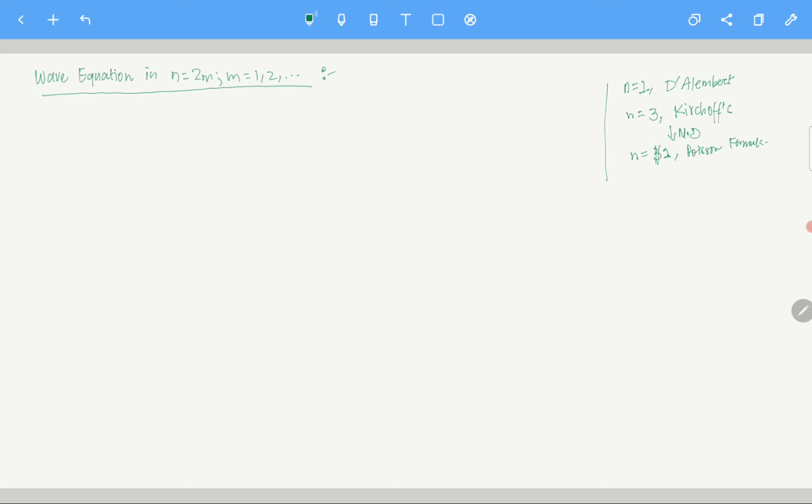Now in the last class we generalized the idea of Kirchhoff's formula for n equals 2m plus 1, for m equals 1, 2, and so on. So basically we looked at the higher dimensional wave equation but in odd dimensions. Today we are going to look at the higher dimensional wave equation in the even dimension.